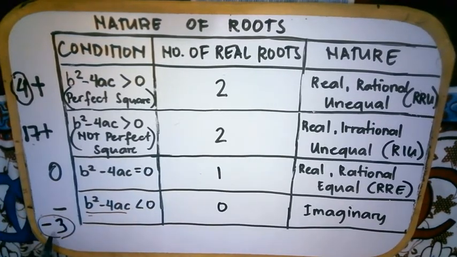Negative ang value ng discriminant, therefore 0 imaginary yan. So, number of real roots ay 0, and then ang nature ay imaginary. Okay, let's have a recap.